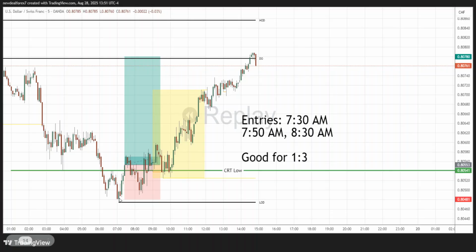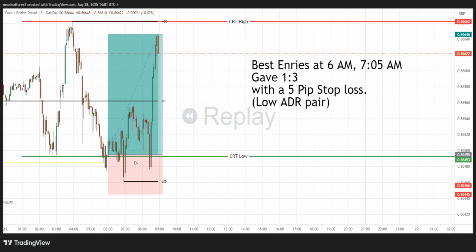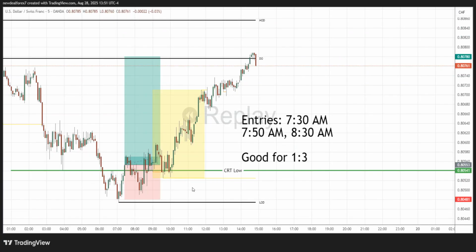The non-negotiable is the low of the day that was created right here. This candle right here, this low of the day has to hold. The low of the day that was created in the 5 o'clock hour has to hold. Okay, if that gets taken out, the trade is invalid and it may just be a trending market and it could keep dropping. But as long as that low stays intact, you're good. So don't let all this scare you out of a good trade.